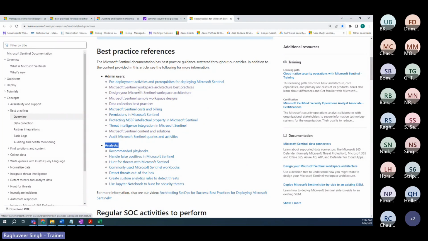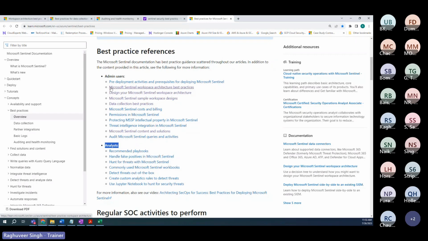Workspace architecture best practices we have just covered. We spent the entire session today, four hours, on architecture design and best practices, because that is very important for somebody who is part of deployment, who is an architect, who is a consultant, who is part of the engineering and admin. Design your Microsoft Sentinel workspace architecture. We have covered all the three in this session today.